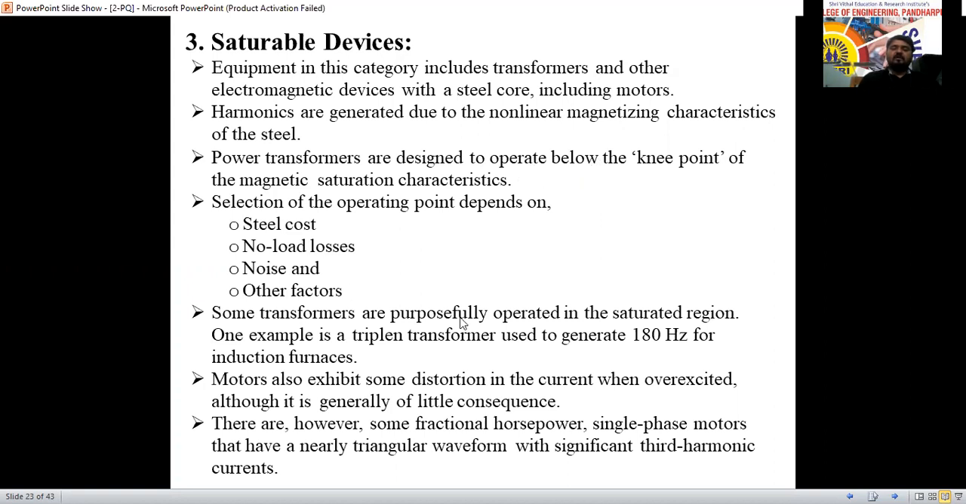Some transformers are purposefully operated in the saturated region, as per the requirement of the application. Some people use the transformer for protection of their devices, some to reduce the voltage, and some to step up for high current. As per the requirement of the application-oriented design, we can use the transformers. So some manufacturers purposefully operate them in saturation.